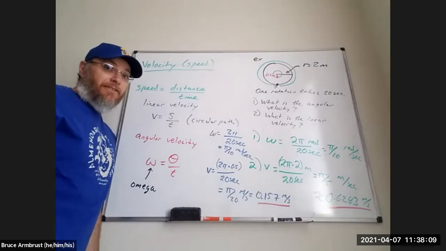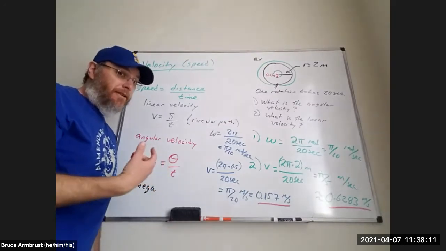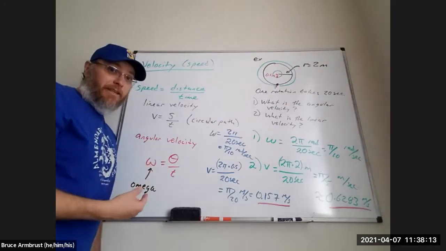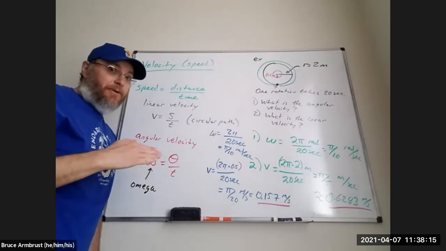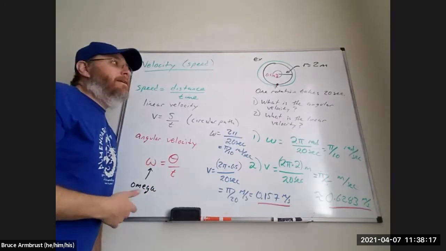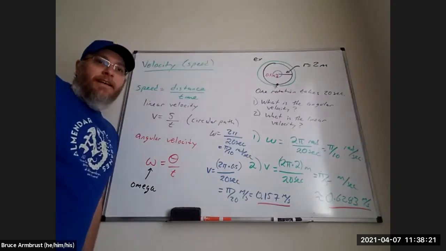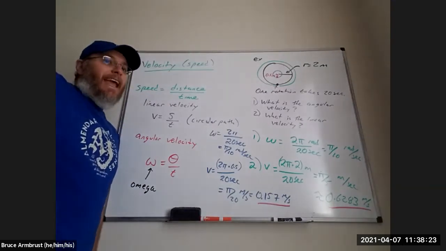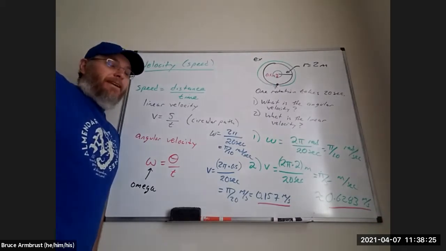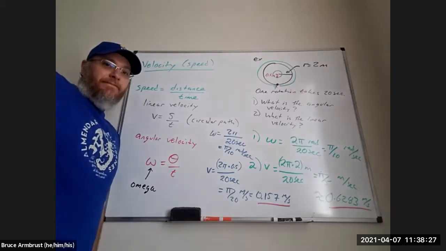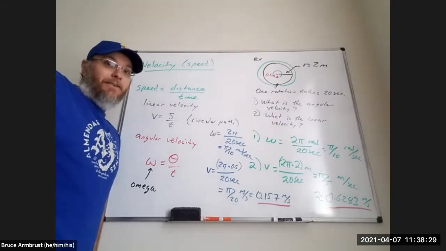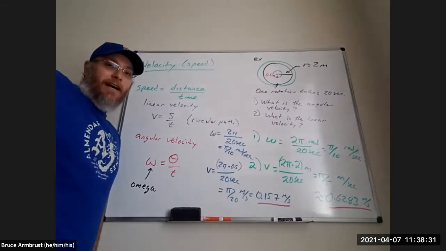Doesn't matter the size of the circle, because we're just looking at the rotation. Rotation has nothing to do with distance away. So here's what's kind of crazy. On a merry-go-round, everybody is spinning around at the exact same velocity. Spinning around. They have the same angular velocity.